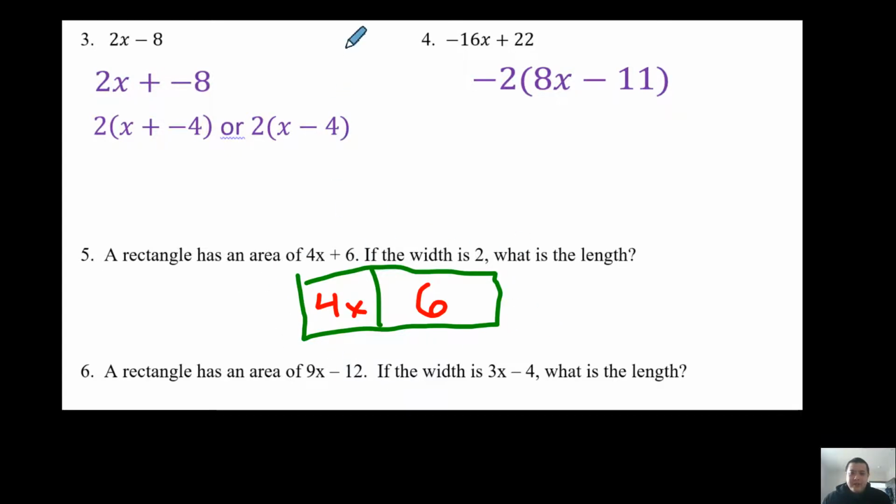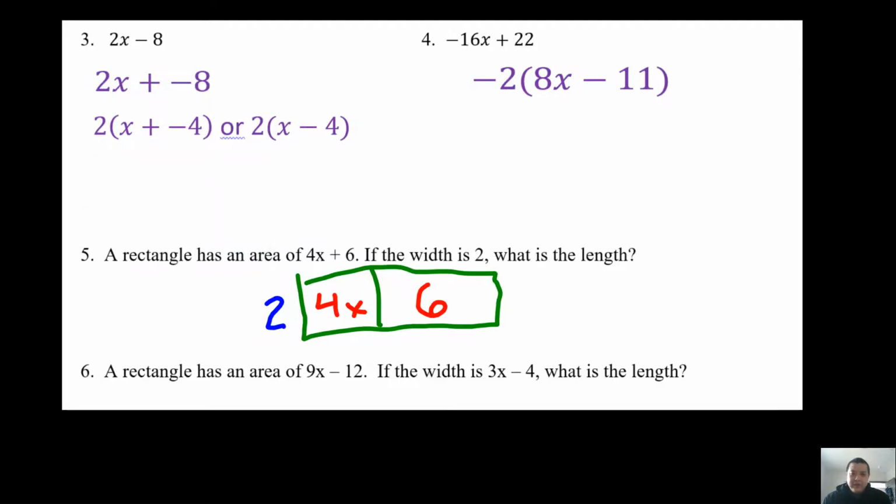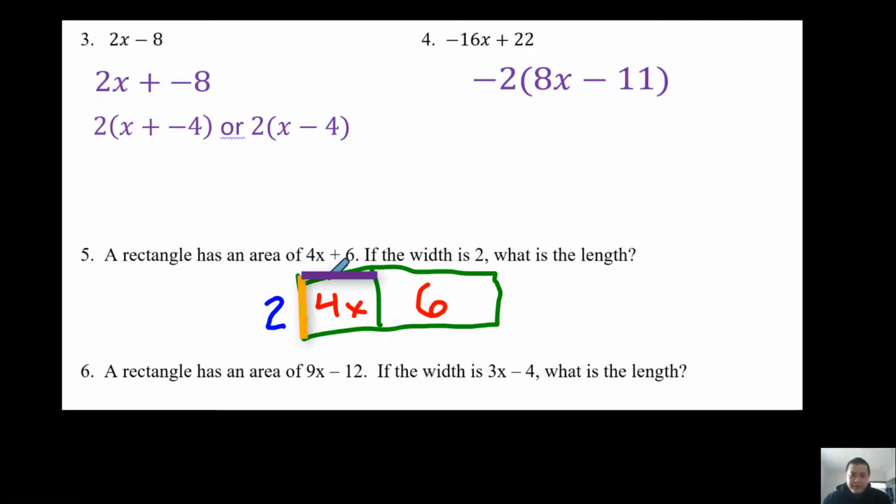We say that the width is 2. So I'm going to write a 2 out here. This length right here is now 2. Okay. Now, to find the area, remember, is length times width. So if this box right here has an area of 4x and its width is 2, it means its length right here has to be 2x, because 2x times 2 gets us the area of 4x.